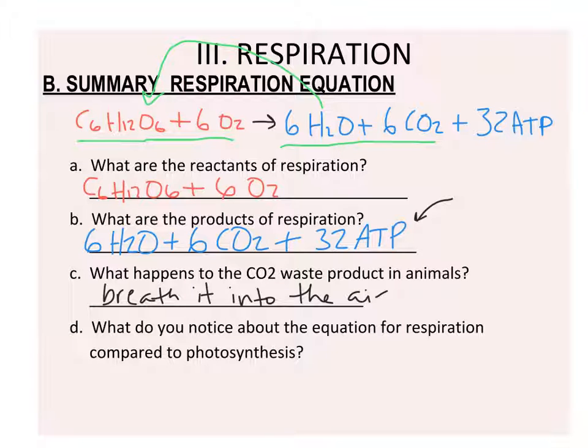So basically they're reversed. The reactants of respiration were the products of photosynthesis, and the products of respiration were the reactants of photosynthesis. So basically you just flip-flop them. You just swap the reactants for the products, and you'll get the respiration formula.